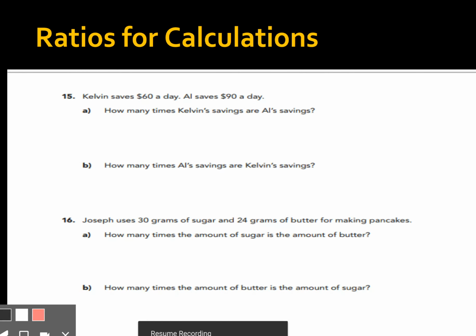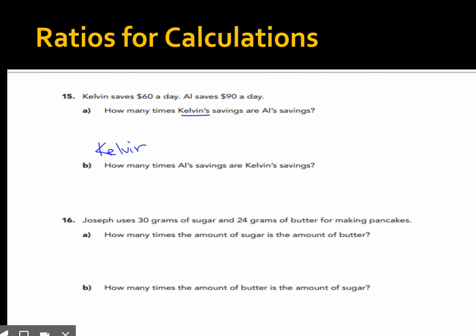All right, so let's get number 15 and 16 done. Kelvin saves $60 a day. Al saves $90 a day. How many times Kelvin's savings are Al's savings? So because they ask about Kelvin first, he's going on the bottom of this fraction, and Al will be on the top. So Al earns 90.